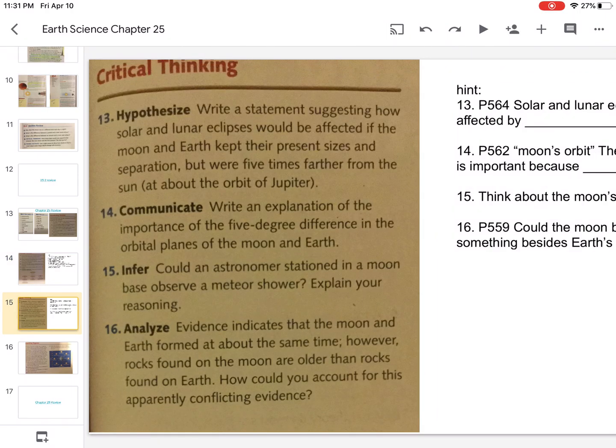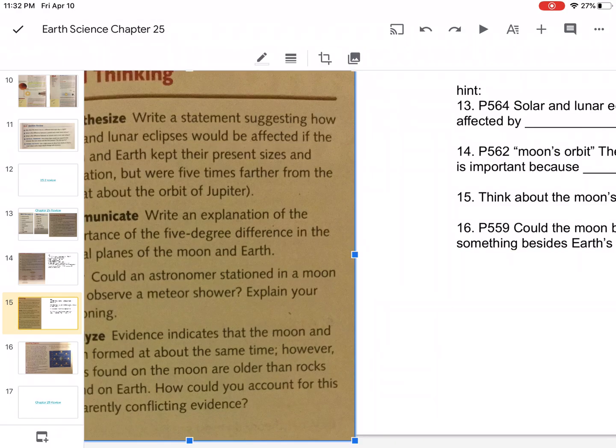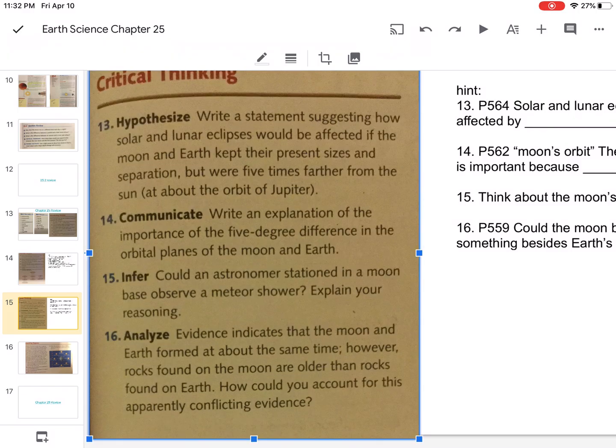Okay, so let's go to number 13. Write a statement suggesting how solar and lunar eclipses would be affected if the moon and Earth kept their present sizes and separation, but were 5 times farther from the sun, at about the orbit of Jupiter.